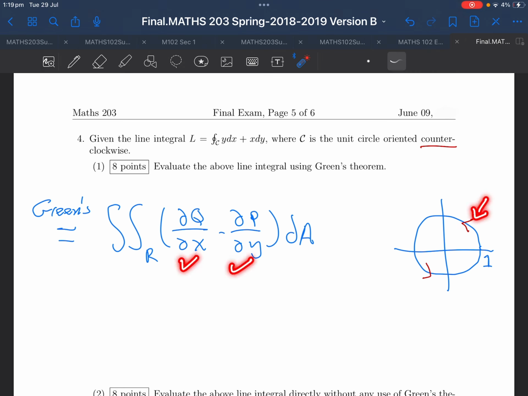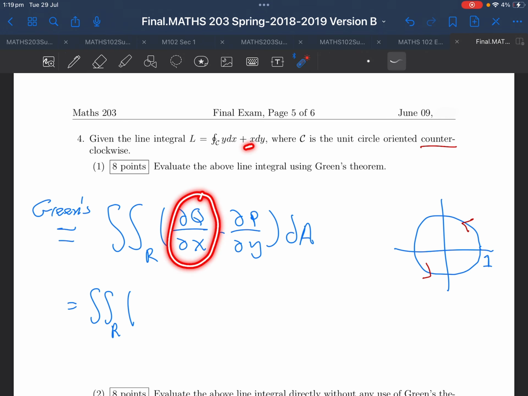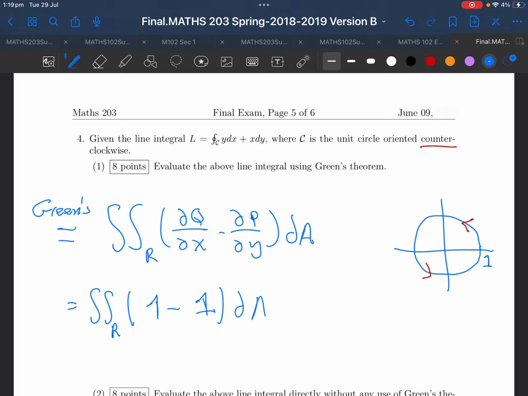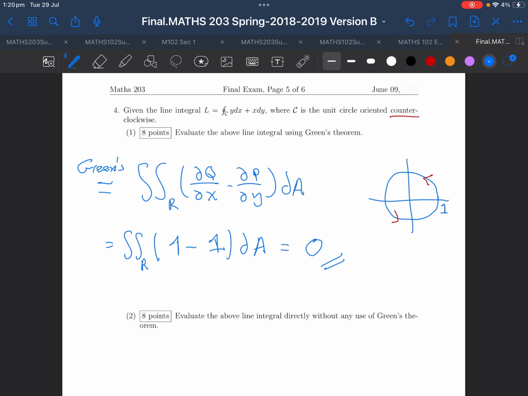Now, if it's counterclockwise, this is the correct formula. You start with x and then with y. How do we find such a double integral? Well, first of all, we take the second one, which is x, differentiated with respect to x, we get 1, minus. Take the first one, differentiated with respect to y, again we get 1. And that gives me 0. So Green's theorem gives me 0.